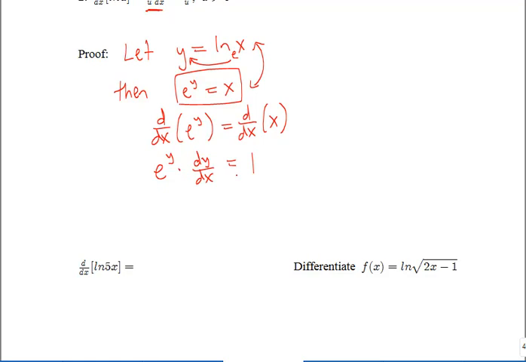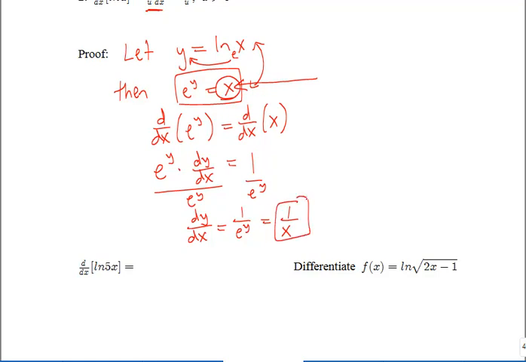So how would I solve this for dy dx? Remember, that's what I was trying to do. I wanted to know what dy dx was. I wanted to know what the derivative was. So let's divide by this e to the y, and that means dy dx is equal to 1 over e to the y. And remember back up here what e to the y was equivalent to? e to the y is the same as x. So this is the same as 1 over x. So we've just proven that if y is ln of x, then the derivative of y is 1 over x. So we've just proven that derivative rule for logs.